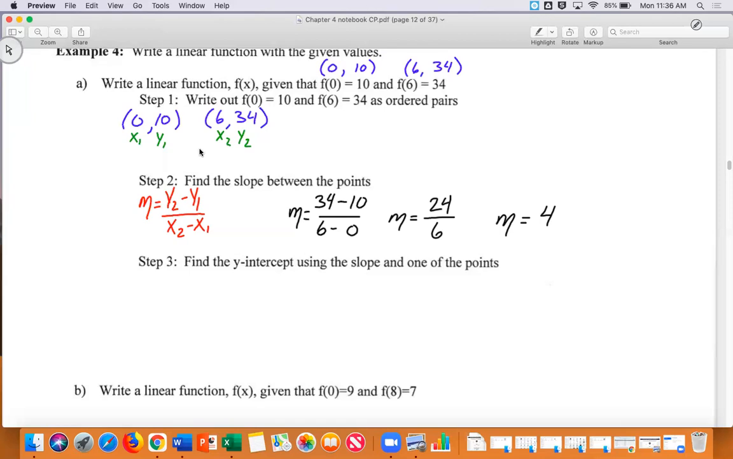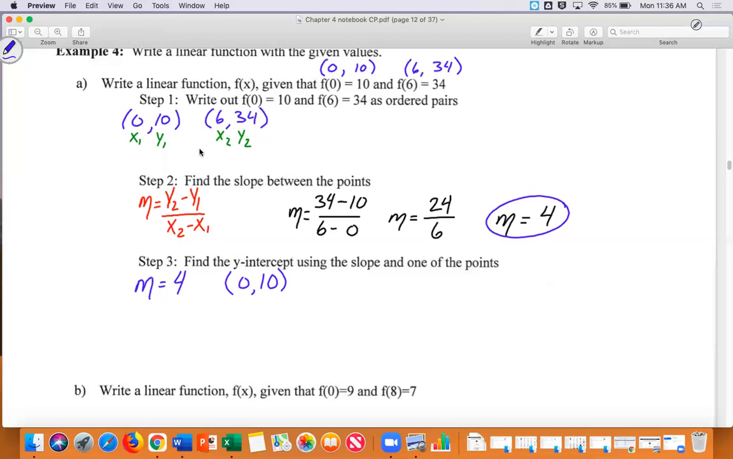What do I do now? I start back at the beginning. So now that I have m, I'm going to take that. And which point do you like more? 0, 10 or 6, 34? Do you say 0, 10? Yep. Love 0, 10. It's got a 0 in it. Everybody loves a good 0.